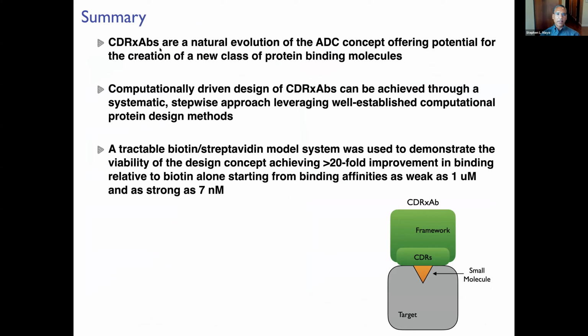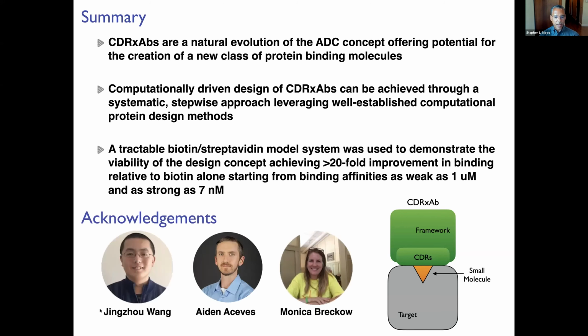So in summary, CDR extended antibodies are a natural evolution of the antibody drug conjugate concept, offering a new modality for thinking about new types of binding molecules. We've shown that we can actually generate these kinds of proteins and improve them using computational design. And we've, in our test system, showed greater than 20-fold improvement of binding relative to the binding of the small molecule by itself.